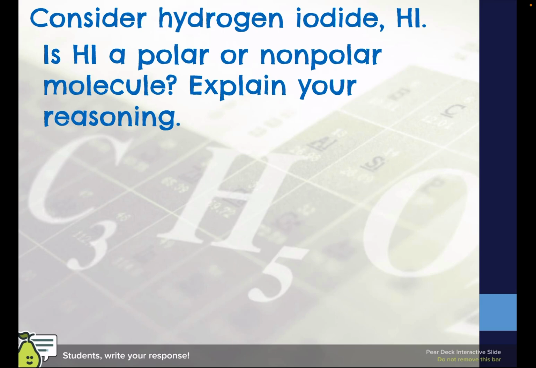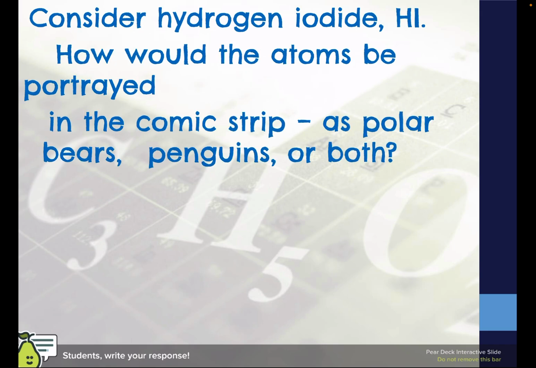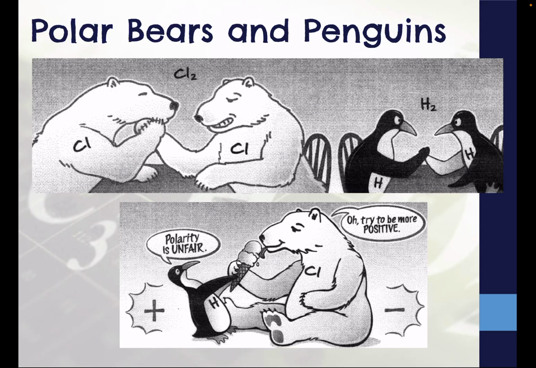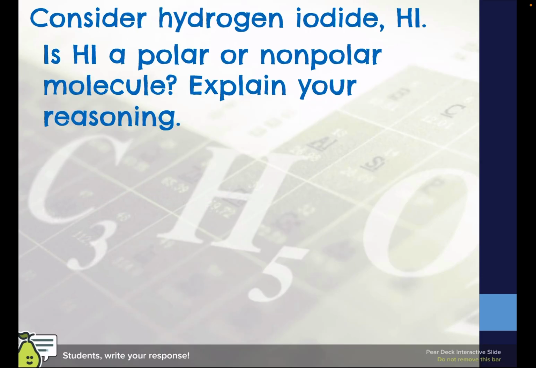So if you were to consider HI, would you consider that one polar or nonpolar? And then, how would you represent it as a comic strip? Two polar bears, two penguins, one of each? The best way to represent it would be very similar to the one at the bottom here, H and Cl. Remember, iodine is in the same family in the periodic table, so it has a bigger electronegativity than hydrogen. Therefore, it will hold the electrons more closely, setting up a polar molecule represented by one of each animal.